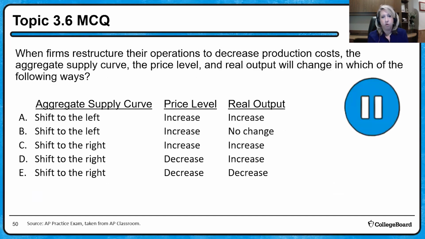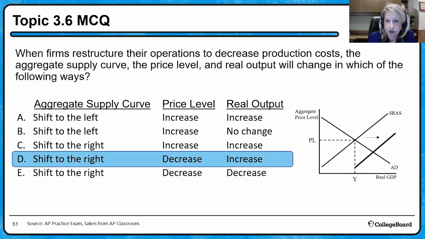So, we do have one more of these. This is one of those multi-part questions. Draw yourself a graph. So once you recognize this is causing short run aggregate supply to increase, we show that by shifting the curve to the right, and then we just read our graph. We see the price level falls and real output rises.